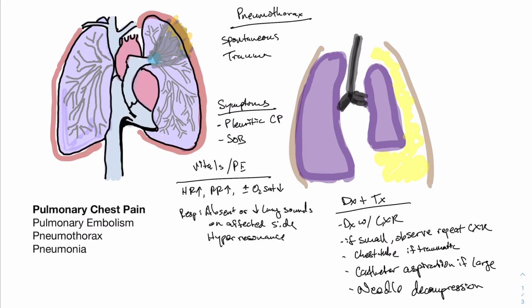So with a pneumothorax, the symptoms that you have depends really on how big the pneumo is. But typically you'll have some pleuritic chest pain, and you'll be short of breath. For your vitals, you'll have an elevated heart rate, elevated respiratory rate, and you can also have a decreased oxygen saturation, but it really depends on how big the pneumothorax is.